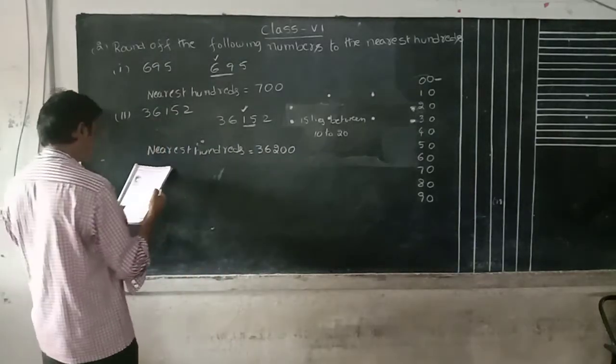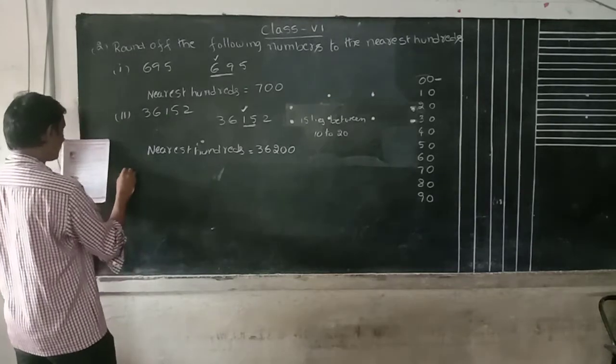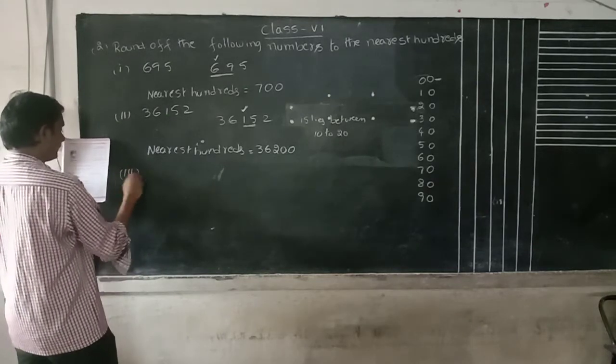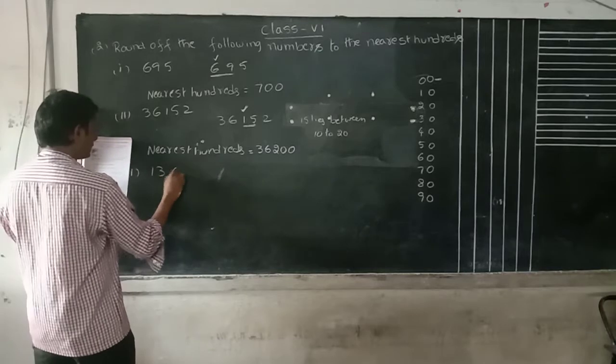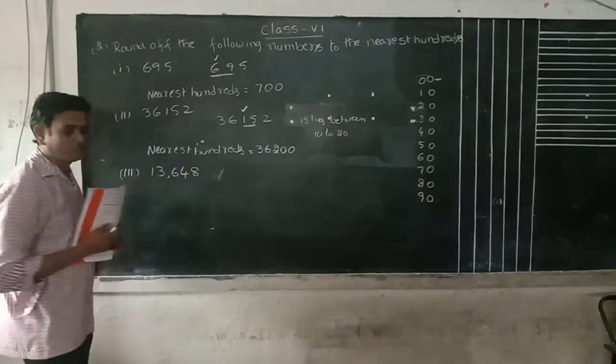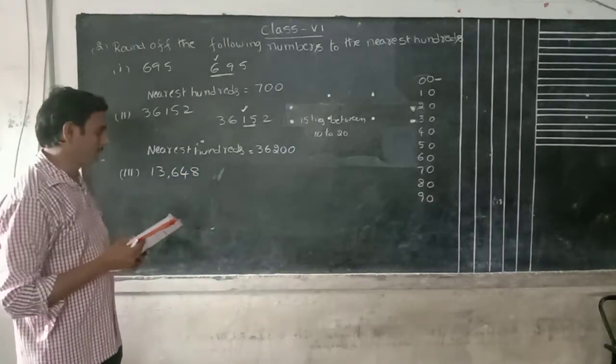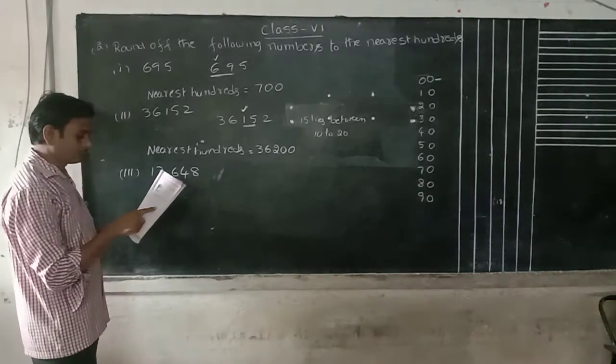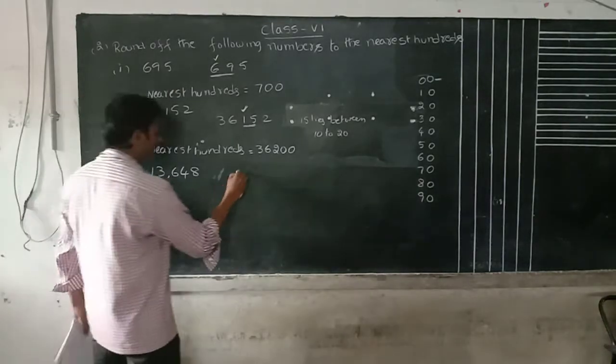Similarly, we go for the next sum also in the same way. Third one: 13,648. One more sum is there, which you have to do yourself. 13,648. What is the number given?